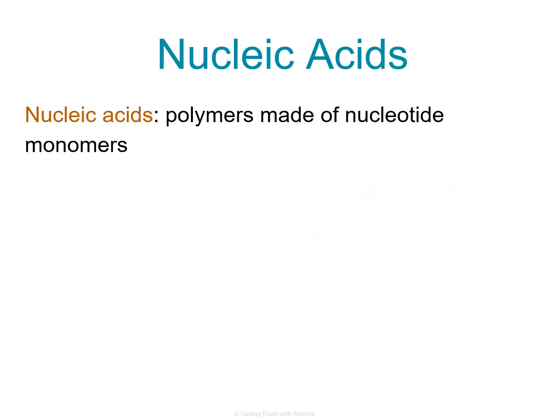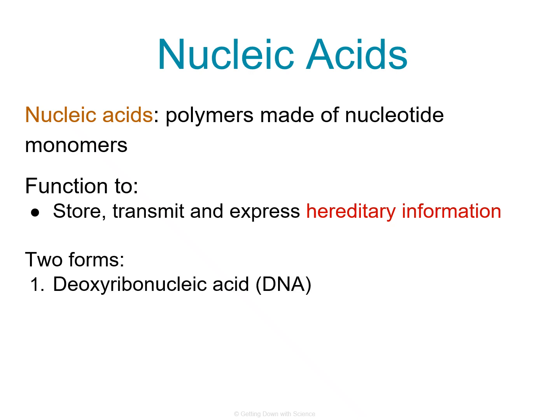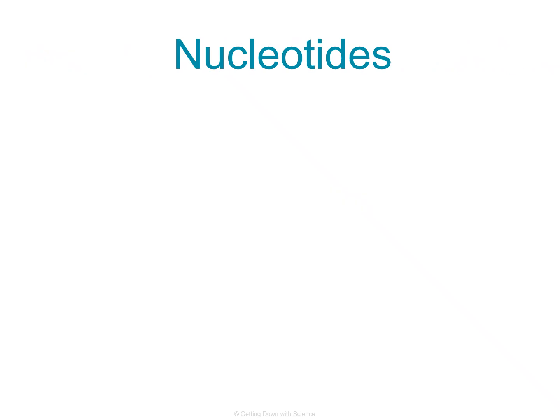And nucleic acids are polymers made up of nucleotides that are the monomers. And the function is to store, transmit, and express hereditary information. There are 2 forms, right? We have deoxyribonucleic acid, or DNA, and ribonucleic acid, or RNA. So nucleotides make polynucleotides, which form nucleic acids.